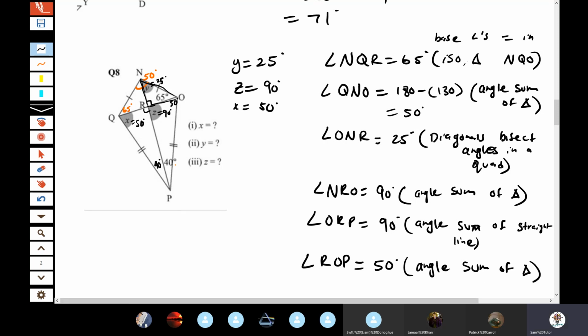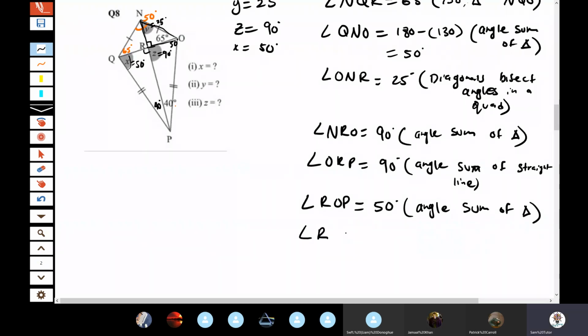And that's great. You found ROP, but then you can say RQP, the X value. Angle RQP is also equal to 50 degrees. What's your reason? There's a few ways of saying it. You could have said the two triangles are congruent or are equal. I'm going to just say for now to not overcomplicate it.